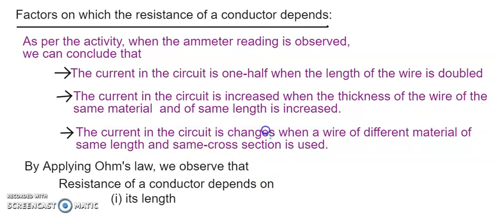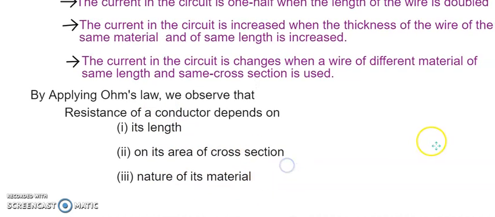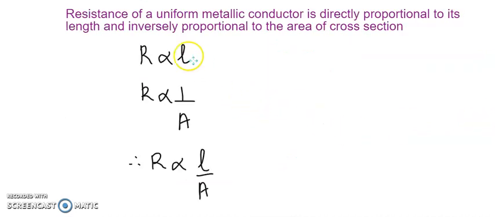Okay, so by applying Ohm's law, we observe that resistance of a conductor depends on the length of the conductor, the cross-sectional area of the conductor, and the nature of the material. Okay. So let's put it mathematically. So resistance of a uniform metallic wire is directly proportional to what? Its length. If you increase the length, current increases. If you decrease the length, the current decreases.